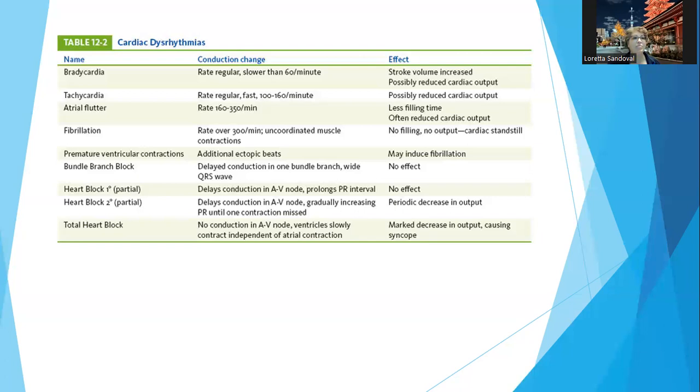With atrial fibrillation, the rate is over 300 beats per minute, with uncoordinated muscle contractions, no filling, no output, cardiac standstill. This is a problem. Get your AED and call 911 while you're hooking them up to it. Premature ventricular contractions are additional ectopic beats that may induce fibrillation. The three different kinds of blocks, I don't necessarily expect you to know, but just know that in heart blocks the atria and the ventricles are not communicating. There's something wrong electrically.